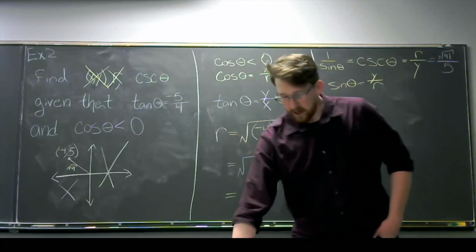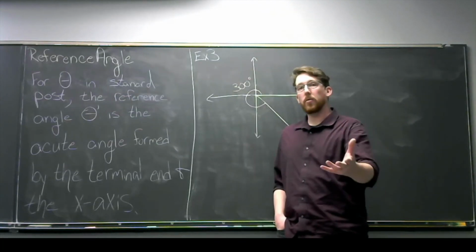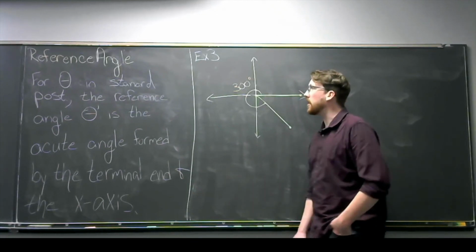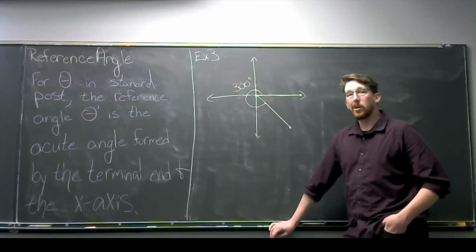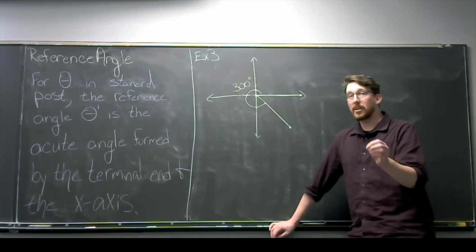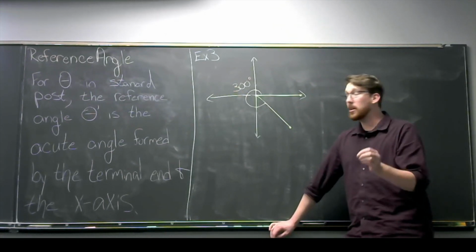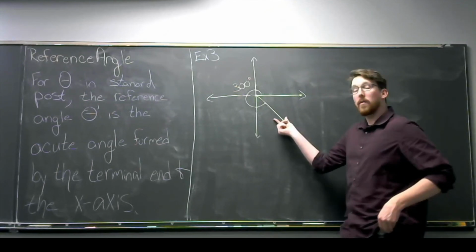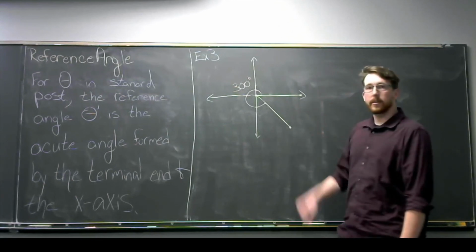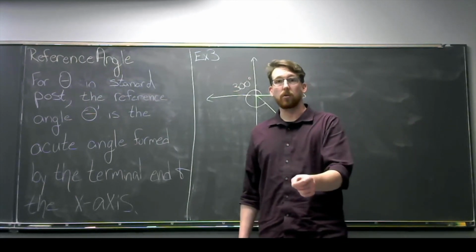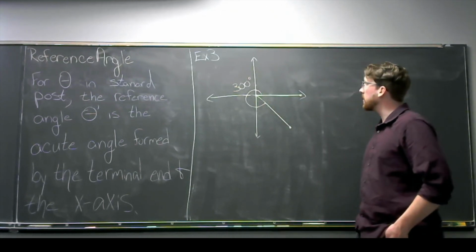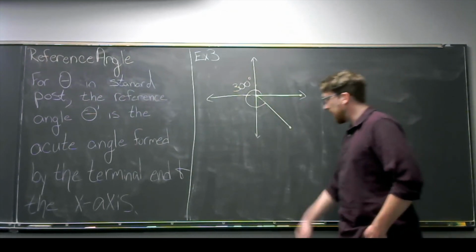Having said that, let's look at another example. Before we get to this third example, we really quickly need to talk about this definition of a reference angle. All a reference angle really is, is the smallest angle between the terminal end of our angle and the x-axis. The smallest angle between the two. Having said that, let's look at this example now.